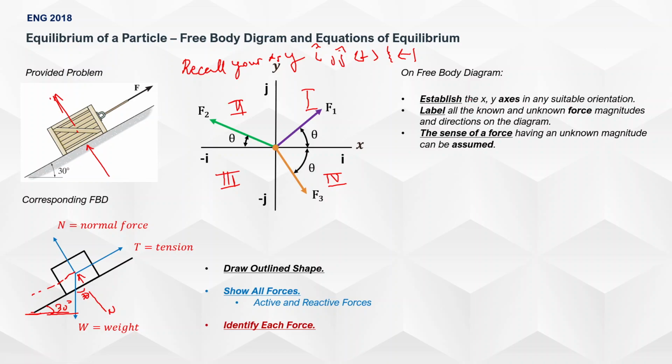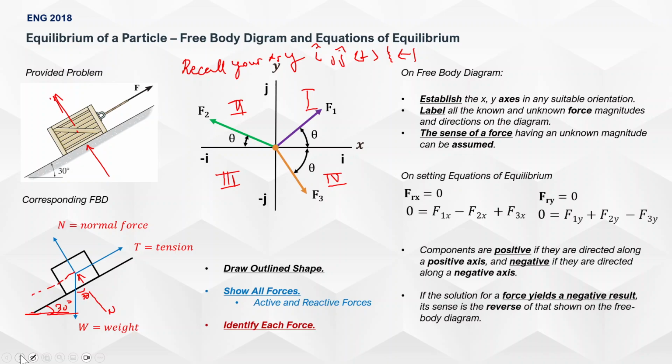So now that we did that, we establish the XY axis in any suitable orientation. Label all the known and unknown force magnitudes and the directions on the diagram. The sense of a force having an unknown magnitude can be assumed as shown. And then now we can set up our equations of equilibrium.